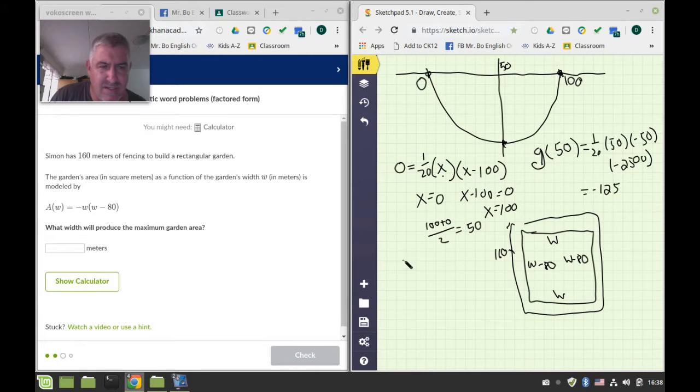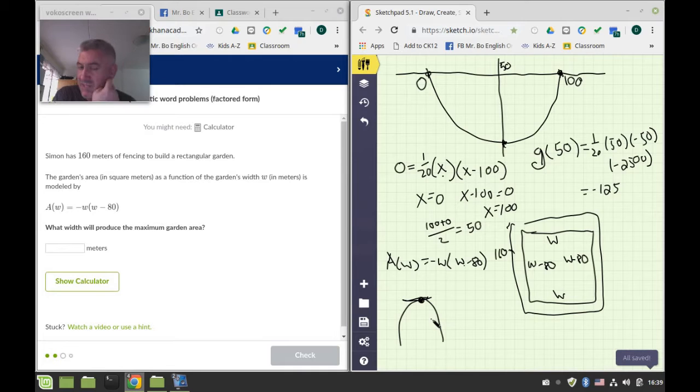So if we have this area function for width is equal to negative W times W minus 80. I can see this is W squared, so it's going to be a parabola, and it's negative, so it's going to look like that. And I'm looking for the maximum point. So what is the maximum point? The maximum point is the vertex. Okay?